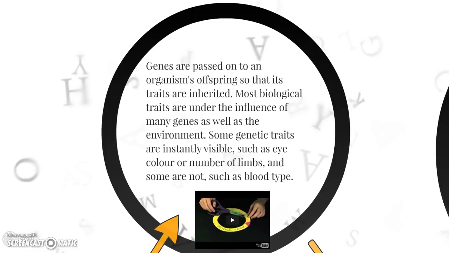Genes are passed on to an organism's offspring so that its traits are inherited. Most biological traits are under the influence of many genes as well as the environment. Some genetic traits are instantly visible, such as eye color or number of limbs, and some are not, such as blood type.